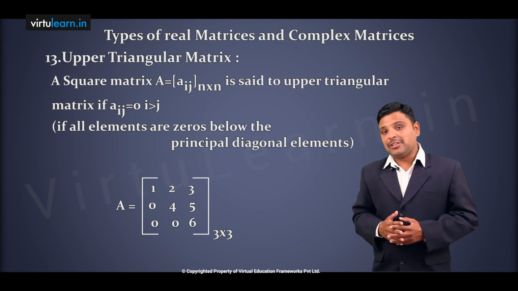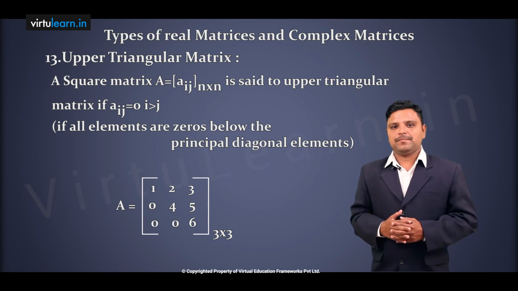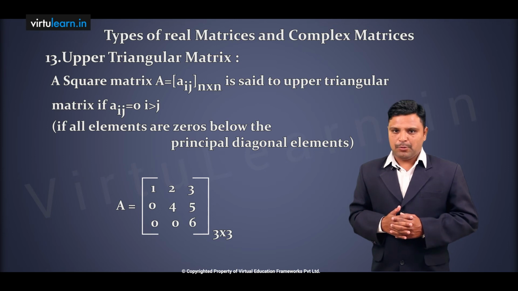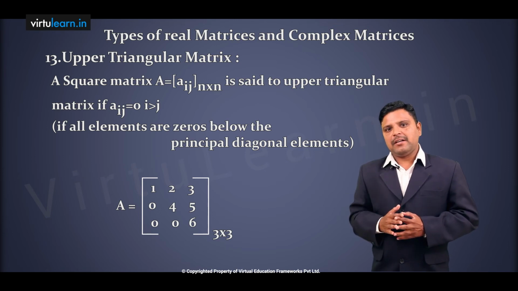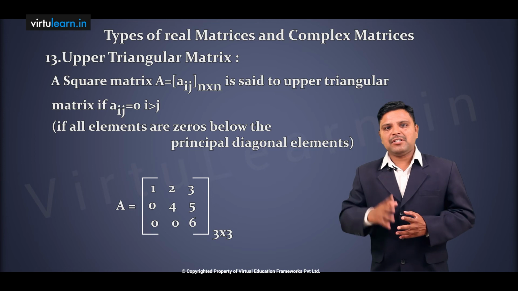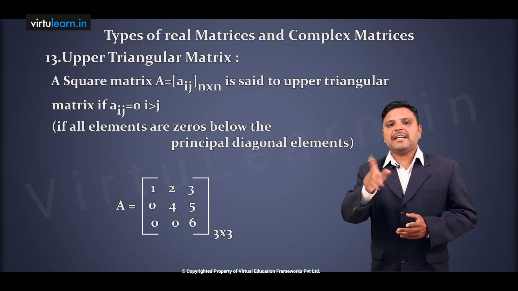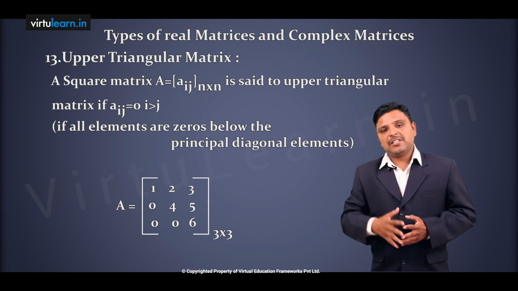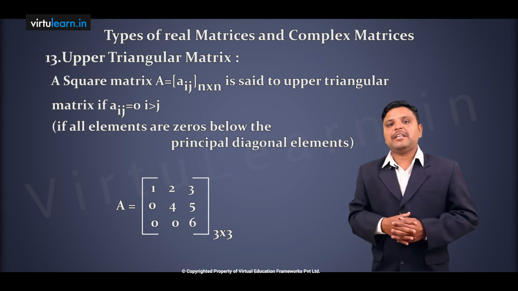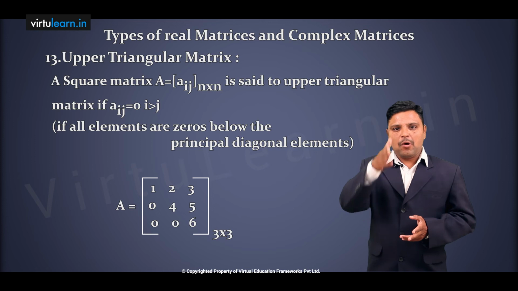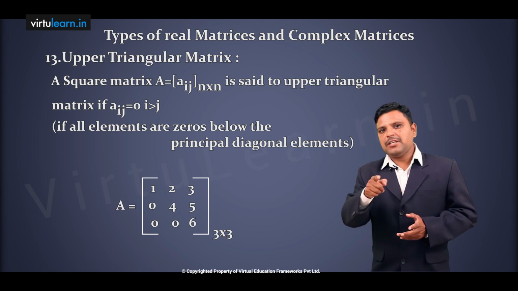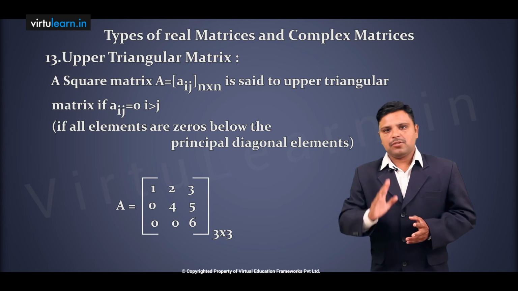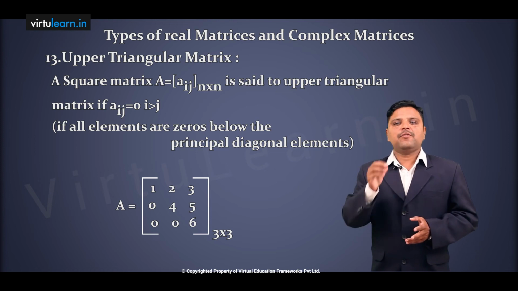Now next, in the third row, the first two elements are zeros. What is the position of those two elements? A31, A32. Am I right? A31, i value is 3, j value is 1. Means 3 is greater than 1, therefore that element is 0. Next, the next element is also 0. What is the position of that element? A32, third row, second column element. Means i equal to 3 and j equal to 2. 3 is greater than 2, therefore it is 0.